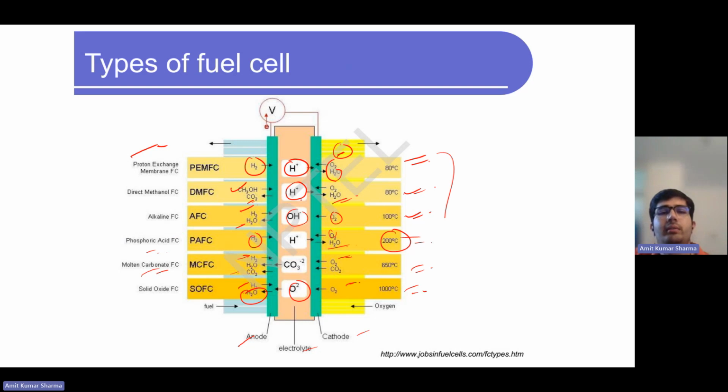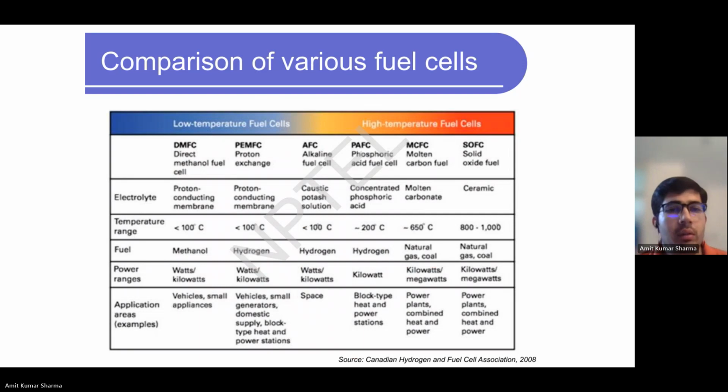So these are some characteristics of the proton exchange membrane fuel cell, PEM fuel cell, DMFC (direct methanol fuel cell), AFC (alkaline fuel cell), PAFC (phosphoric acid fuel cell), then molten carbonate fuel cell, and solid oxide fuel cell. So this is a detailed comparison. Basically we have two types: one is low temperature fuel cell, and the other is high temperature fuel cell.